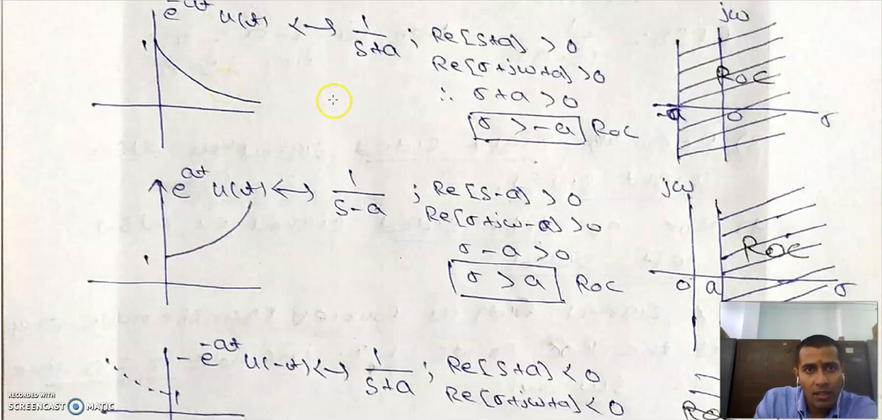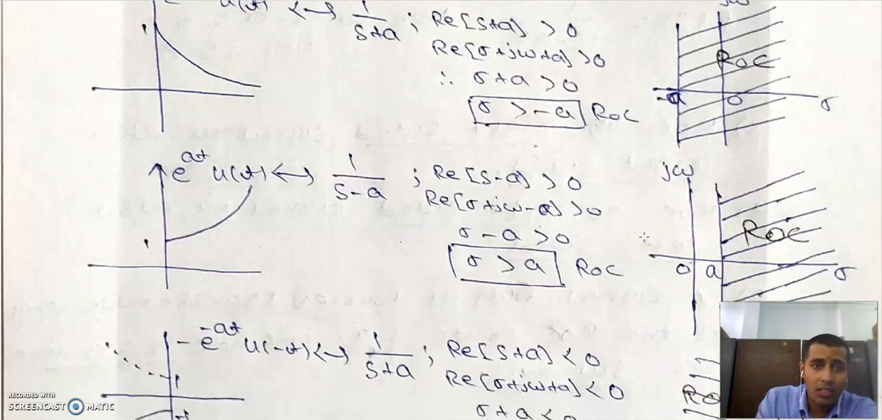If it is Fourier transformable, then its ROC crosses the j omega axis, that means it includes the sigma equal to 0 line, or j omega line. Remember the property. Now this one is not Fourier transformable, so its ROC does not include the sigma equal to 0 line, or j omega axis.